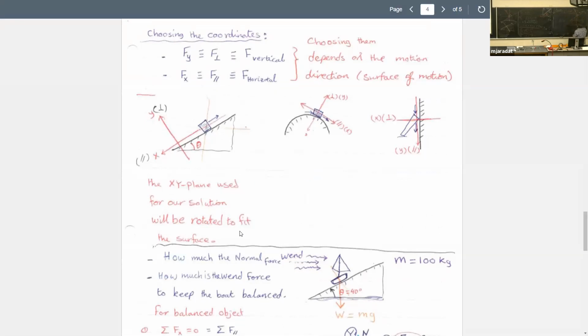Now we need to suppose our XY coordinates. I will take this system: X parallel to the motion, to the surface of motion, and Y perpendicular. Then I have total F in the Y direction equal to something, and I also have total Fx equal to something. If my boat is stationary at this point, how much is the total force?